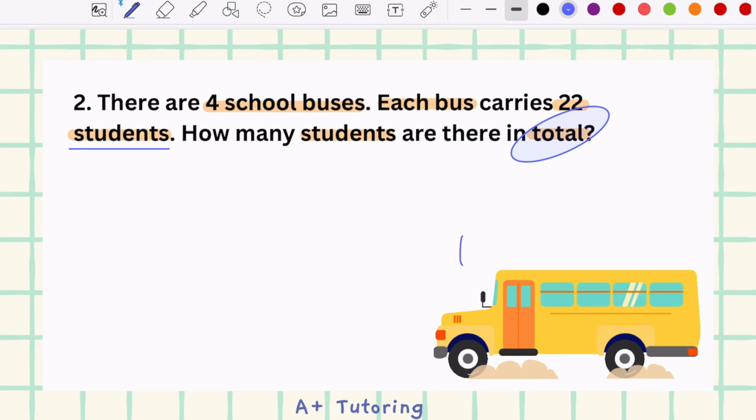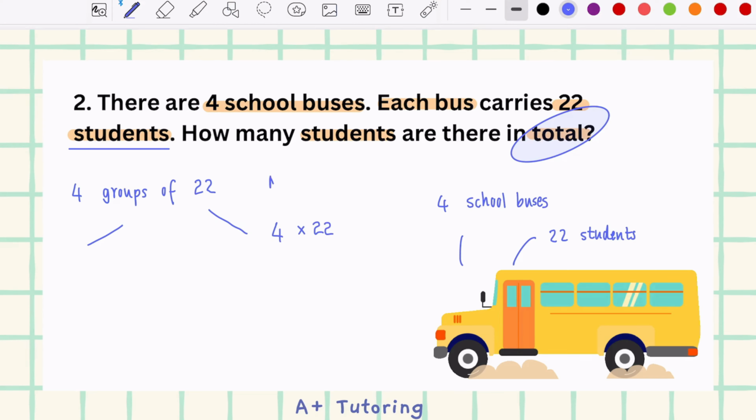further, we know we've got 4 school buses. Each of these buses, we've got 22 students in each of them, right? So in other words, it's almost like 4 groups of 22. This you can figure out in 2 ways. 4 groups of 22 is like 4 times 22. So this is when we use multiplication.